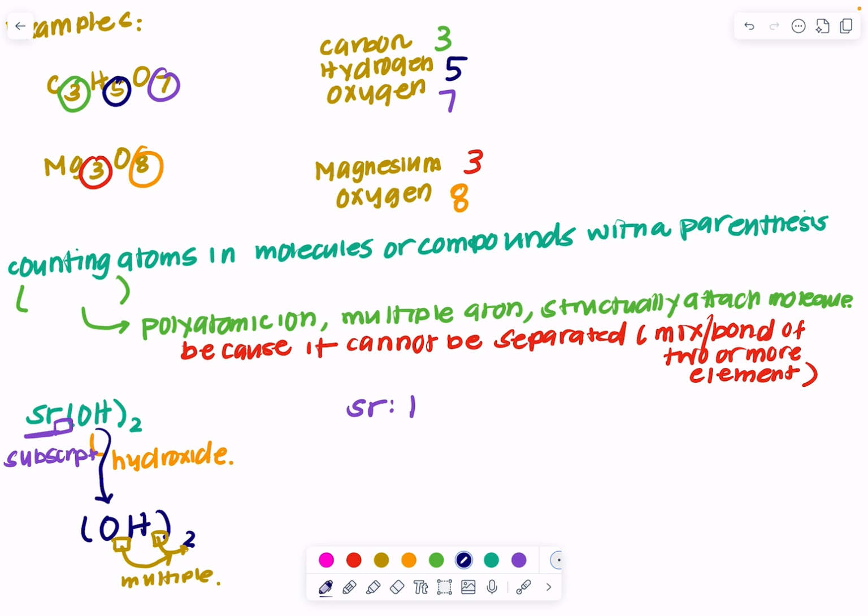So for oxygen, we have 1 inside the parentheses multiplied by 2, which is outside of the parentheses. We have a total of 2 oxygens. Not 20, 2. Same thing with hydrogen. There's 1 inside the parentheses times the 2 outside. So we have a total of 2 hydrogens. 1 strontium, 2 oxygens, 2 hydrogens.